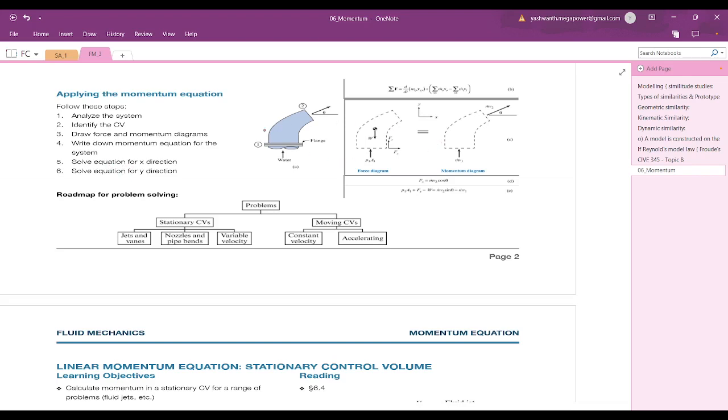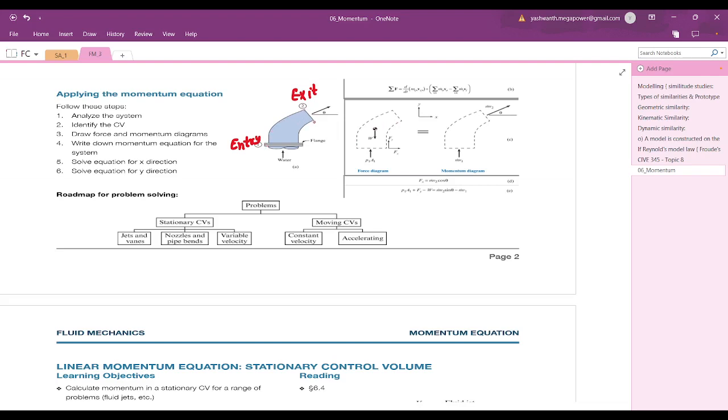Here an example was given. You take this example. Here water is passing through a pipe bend. Let 1 be the entry and 2 be the exit of the pipe bend. For this pipe bend, you please first draw the control volume. So here the system is what? Our system is the pipe bend.